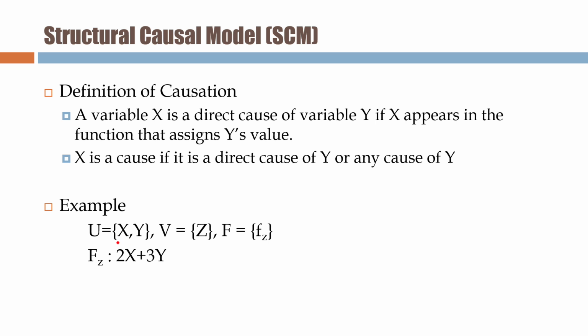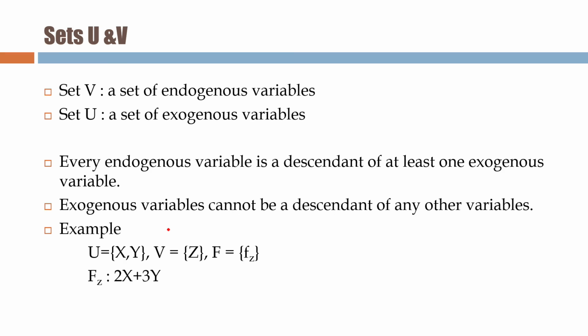structural causal model. So U and V are the endogenous variables. Endogenous variable means it's inside, right? Exogenous variable means it's from outside. So an exogenous variable cannot be a descendant of any other variable. It should be by itself. It's not caused by any other variable we are considering. But an endogenous variable will be affected by some variable.